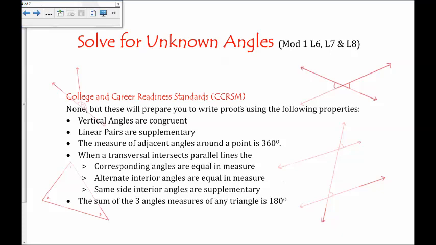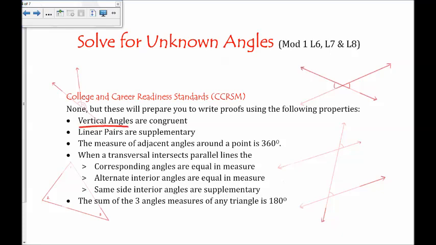The specific topics that we will highlight in this video and in this lesson are that vertical angles are congruent, linear pairs are supplementary, the measure of adjacent angles around a point is 360 degrees. When a transversal intersects parallel lines, the corresponding angles are equal in measure, the alternate interior angles are equal in measure, the same side interior angles are supplementary, and the sum of the three angle measures of any triangle is 180 degrees.